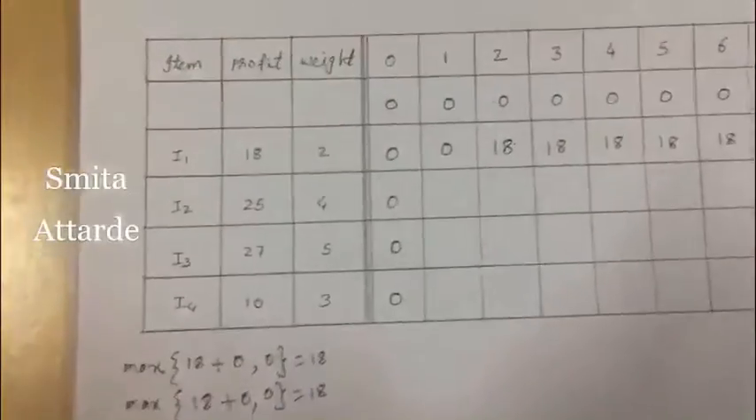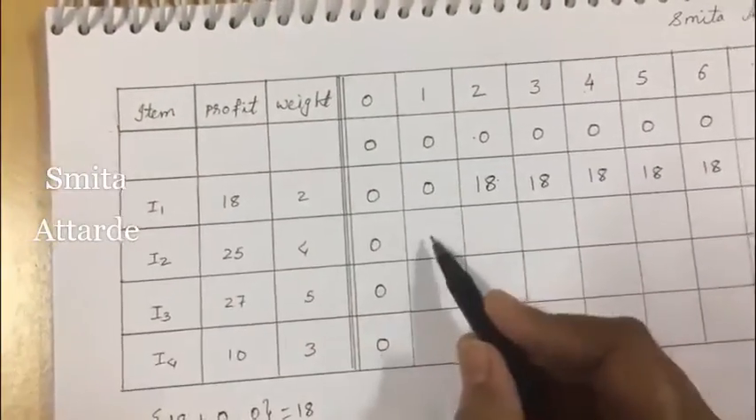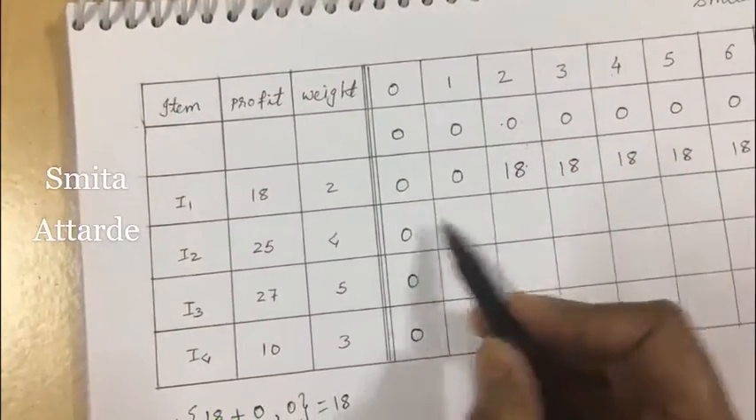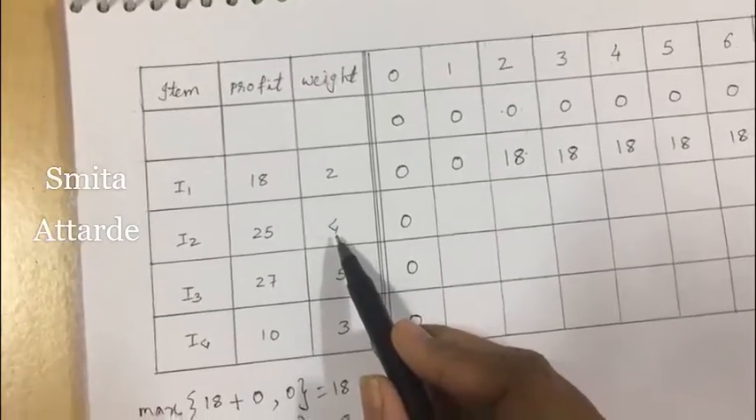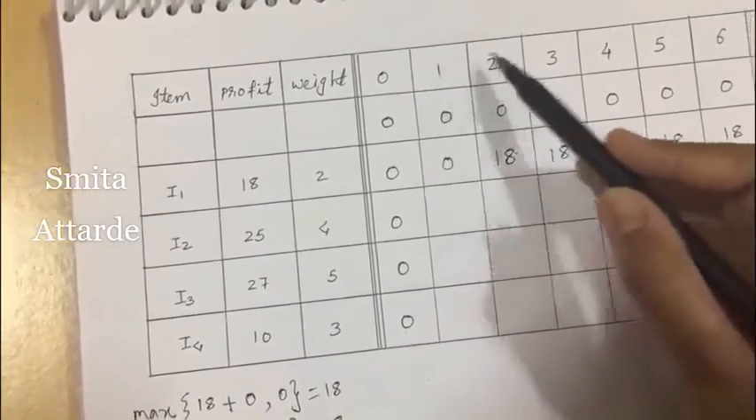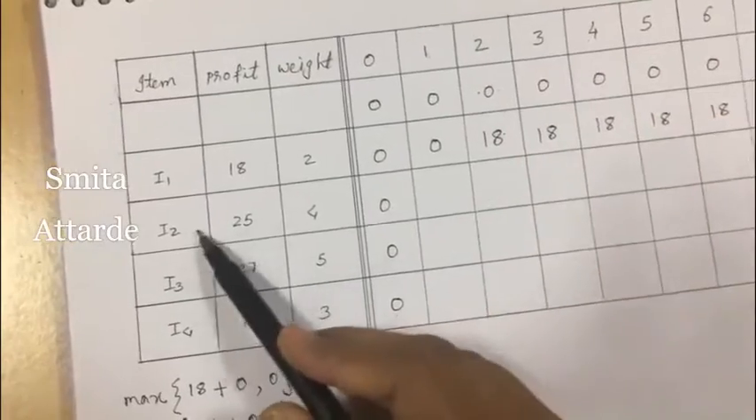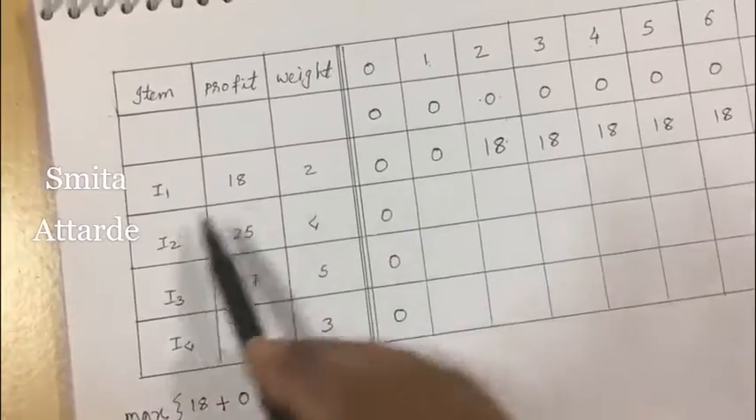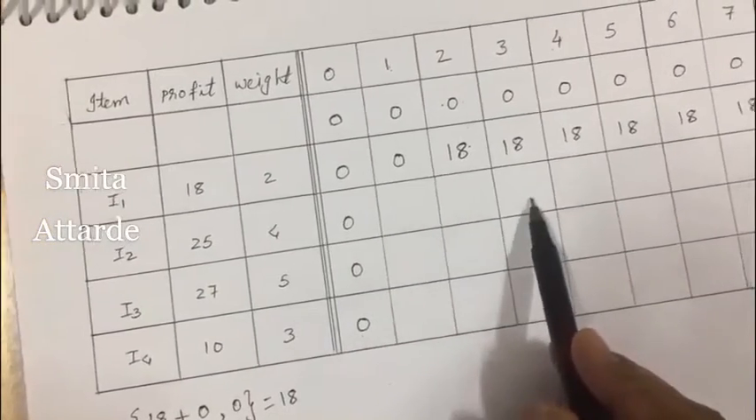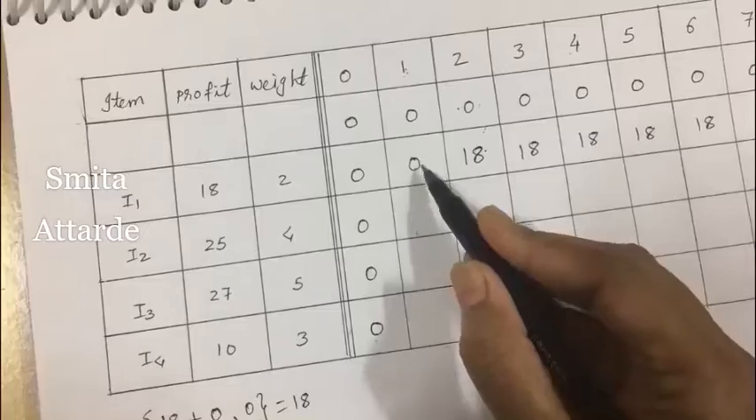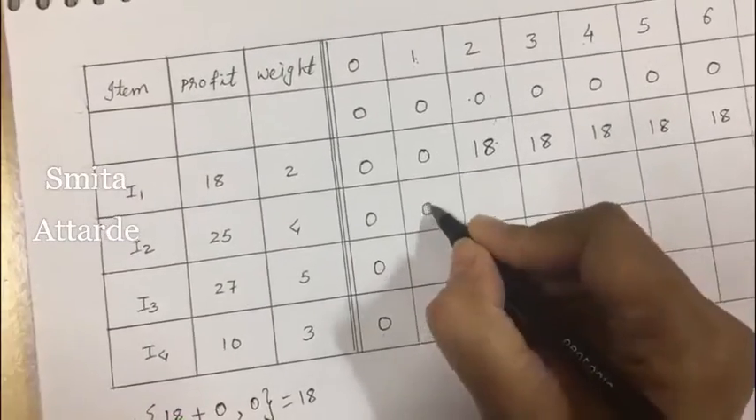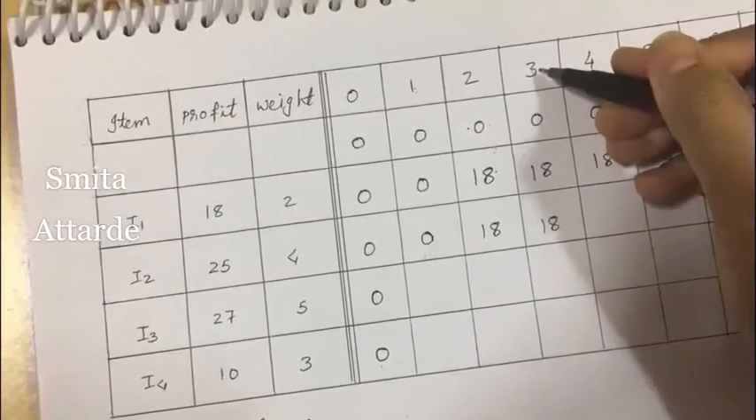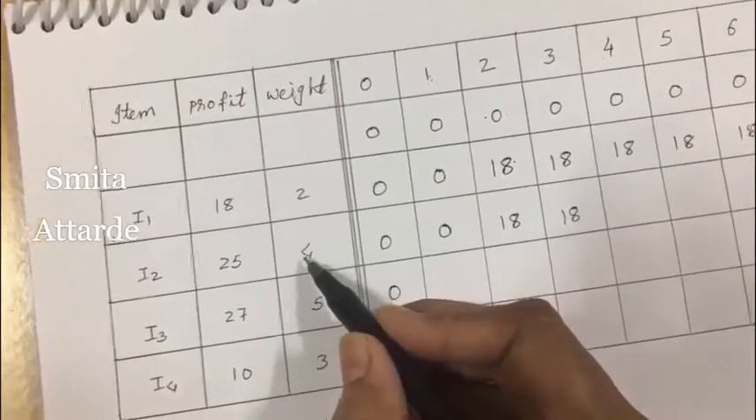Now we'll go to the next row, I2. Now to calculate this value, again the capacity of the knapsack is 1, weight of this item is 4. So when the capacity of the knapsack is 1, 2 and 3, this item cannot be placed in these 3 cells. So we are not going to consider this item for these 3 entries. So what we are going to do, we are going to copy the above value as it is, 18 here, 18 as it is. Why? Because the capacity of the knapsack is less than the weight of the current item.